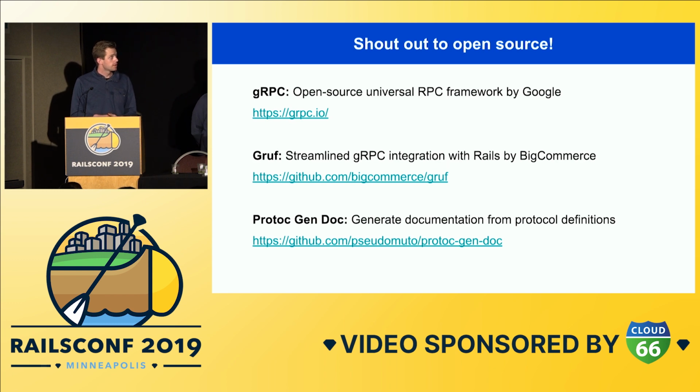To give a quick shout out again to open source, we're using gRPC. Gruff is the framework that we're using inside of Rails to make gRPC easier to use. And then finally, we use protoc-gen-doc for our documentation internally.